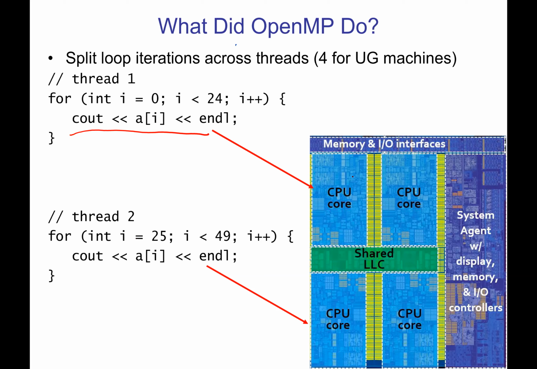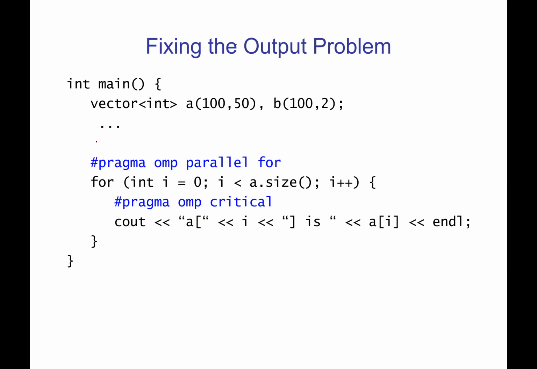And those are threads running on actual different CPU cores, so they run at the same time. But this cout is a global variable, so they're both writing to it. The order is chaotic, and we're getting chaotic output. So we need to fix it. Okay, so how do we fix it? So the fix is actually pretty easy.